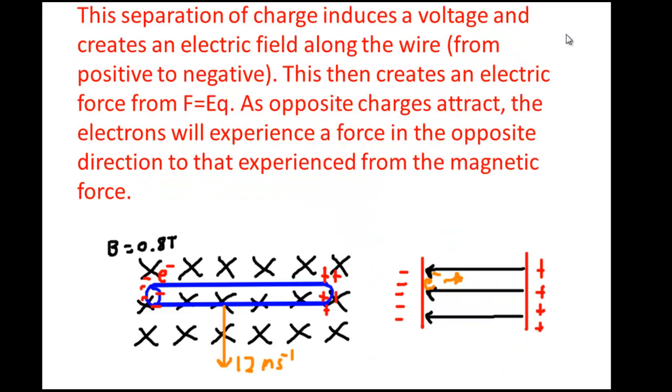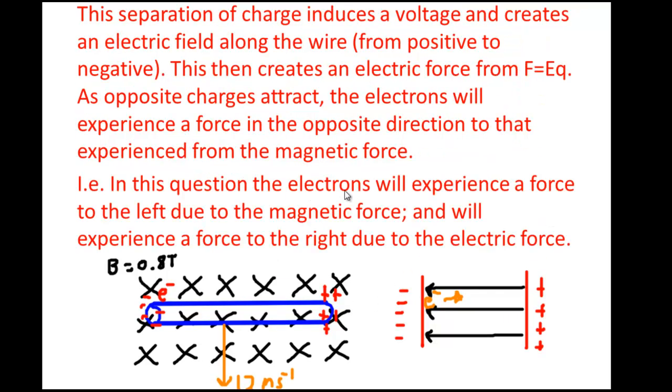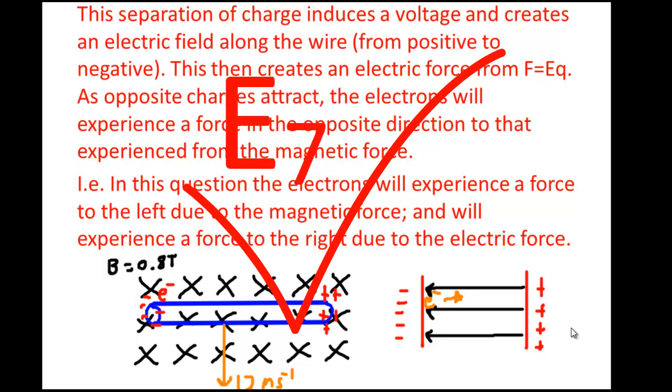This separation of charge induces a voltage and creates an electric field along the wire in the same direction as the wire, from positive to negative. This then creates an electric force, so F equals EQ, so there's a force on the charge. As opposite charges attract, the electrons will experience a force in the opposite direction to that experienced from the magnetic force. Magnetic force pushes them to the left, electric force pulls them to the right. In this question, the electrons will experience a force to the left due to the magnetic force, and a force to the right due to the electric force. So, if you gave that answer, that's worth an E7.